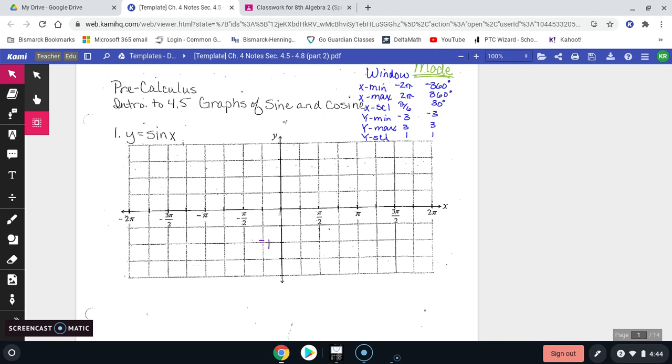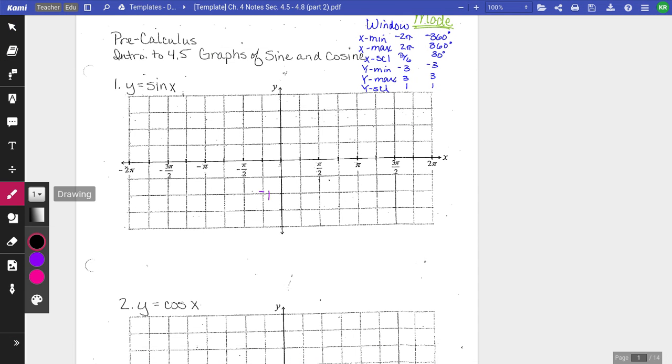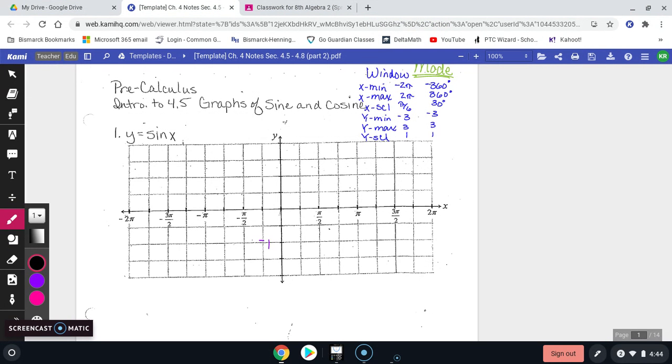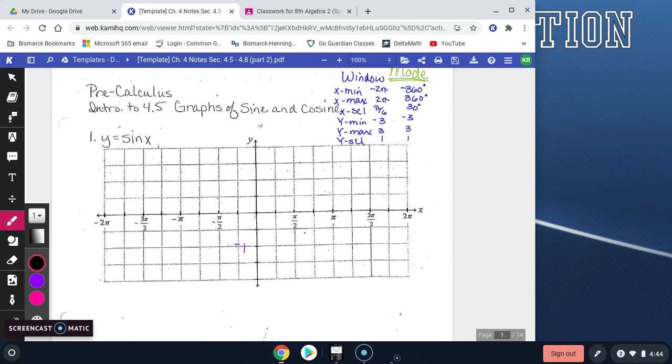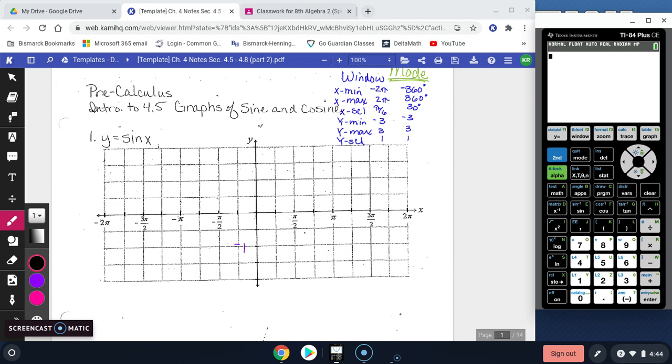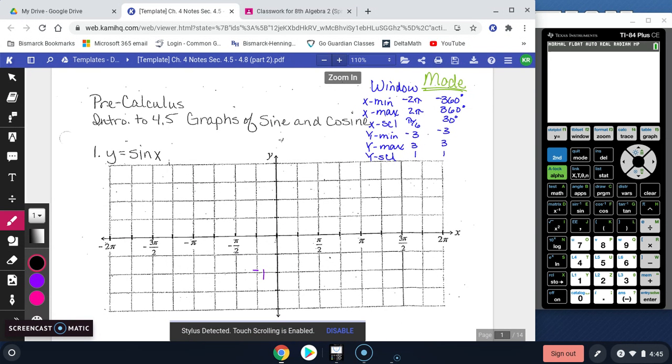The other thing that I'm going to suggest is you can use your calculator, but you're going to want to be aware of the window. The window is going to be really important as to how you have that set up on your calculator. So here's one suggestion for you, kind of as a fallback. You can work in radians or in degrees on your calculator.